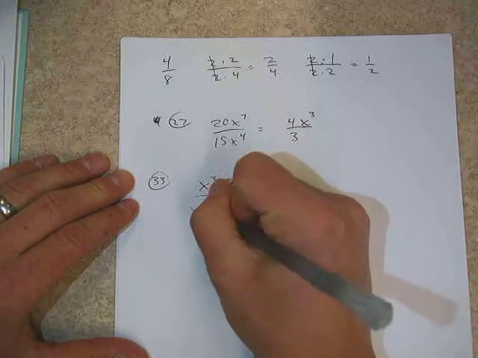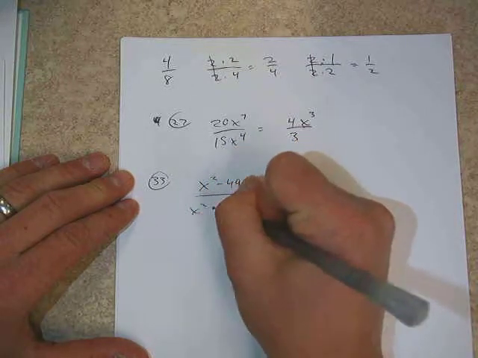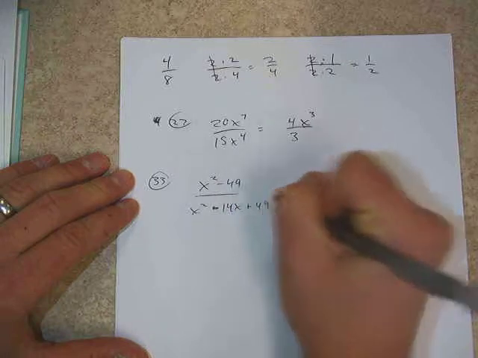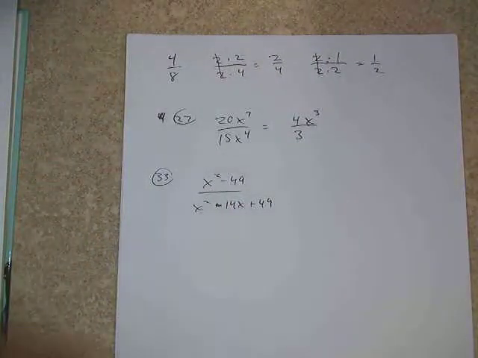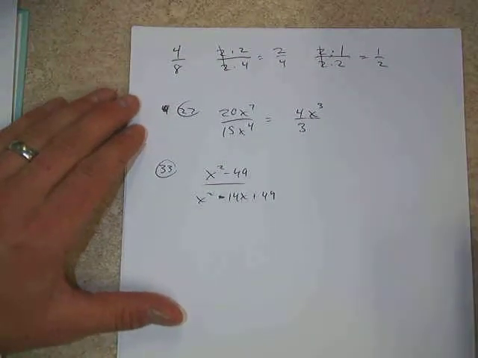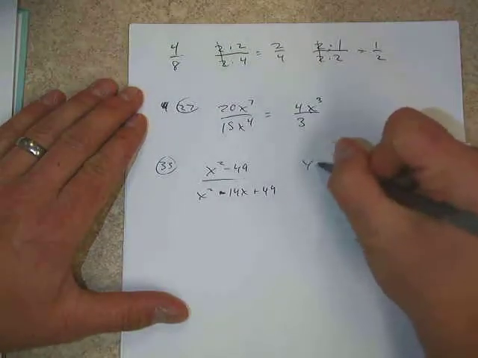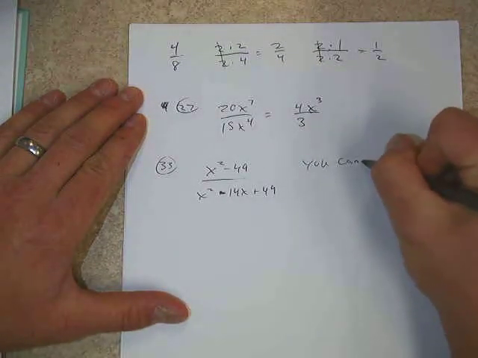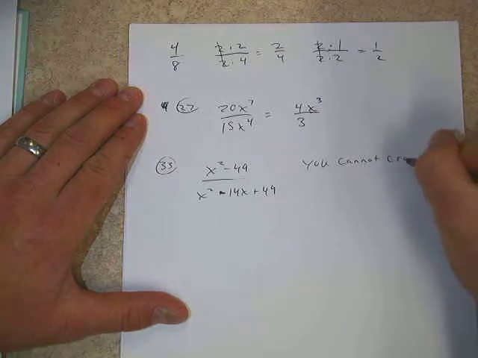All right. Now, the question is, how does that change if we have something like number 33, for instance, where it's not a monomial over monomial, it is a binomial on top, and then at the bottom we have a trinomial. And it's x squared minus 14x plus 49.